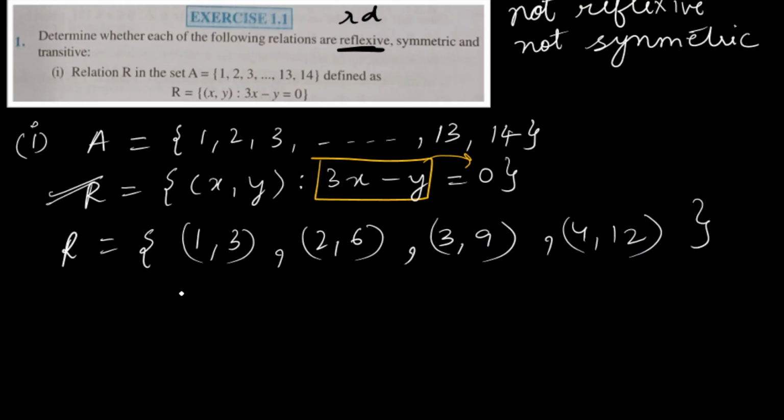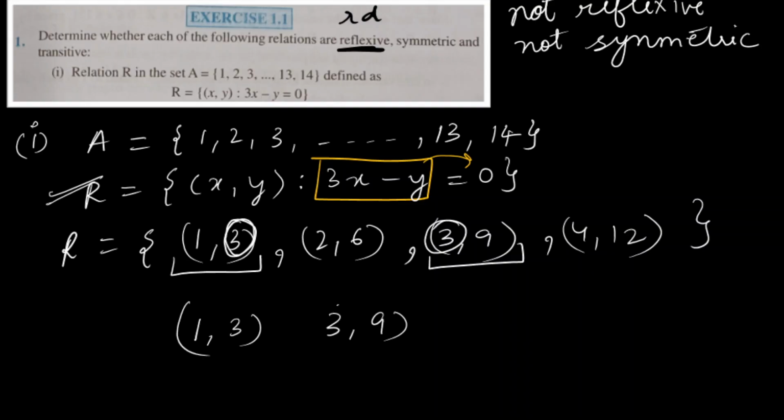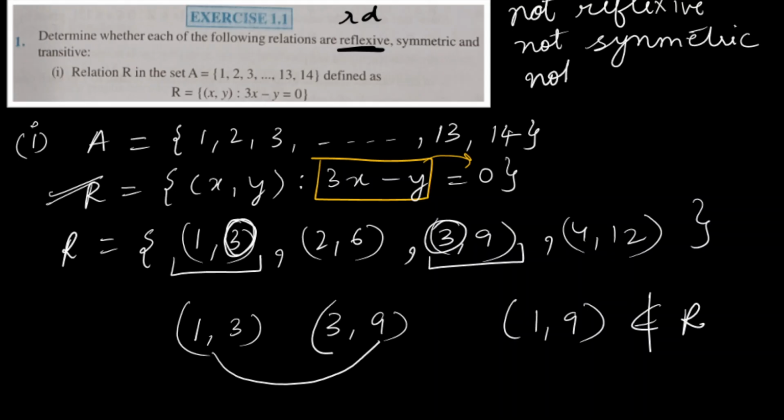So now we will see here. See, I have to check these type of elements. I have 1, 3, I have 3, 9. See, with 3, this first ordered pair is ending and this one is starting with it. So if I have 1, 3 and if I have 3, 9, to make it transitive, I should have 1, 9 also. So first and last should also make an ordered pair. But we can see here 1, 9 does not belong to this relation. So here we can conclude that this relation is not transitive also.